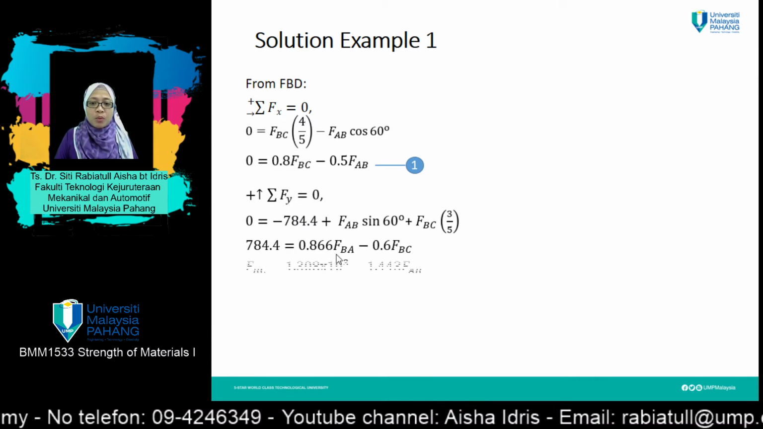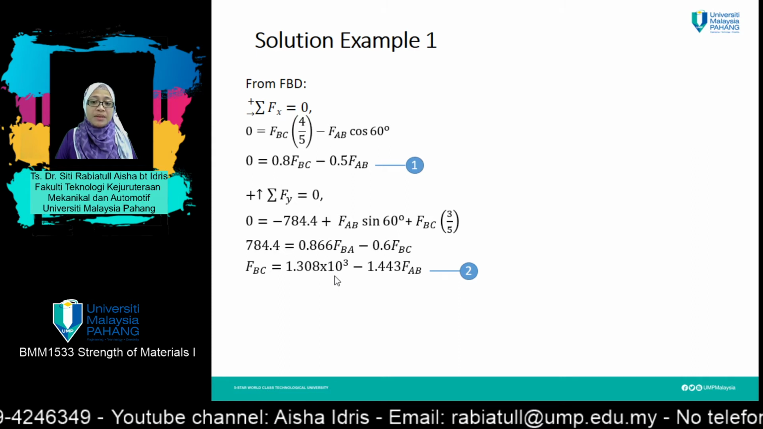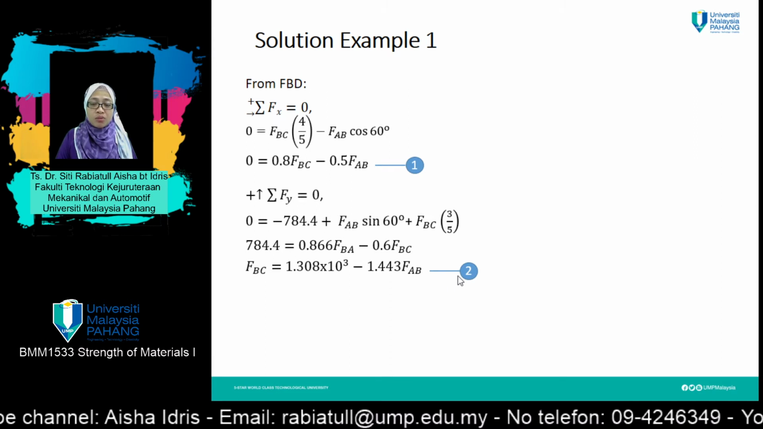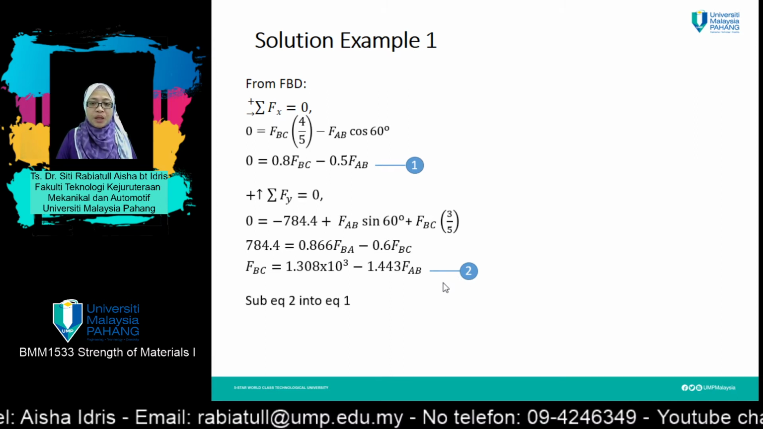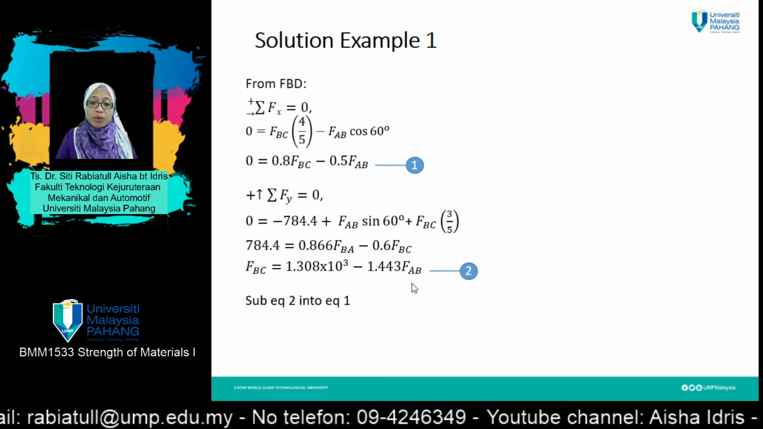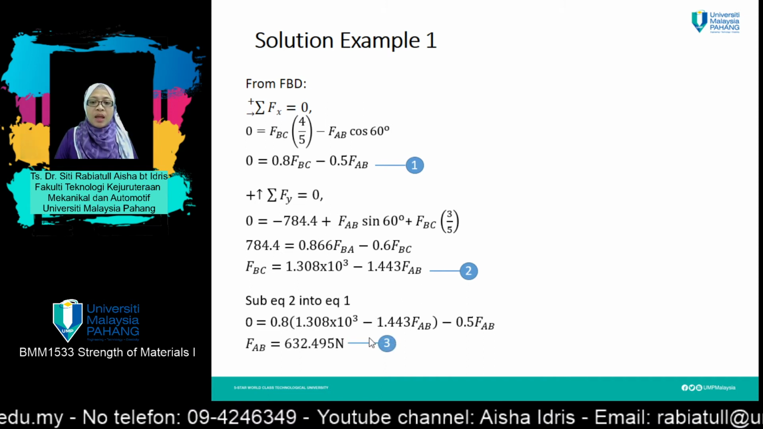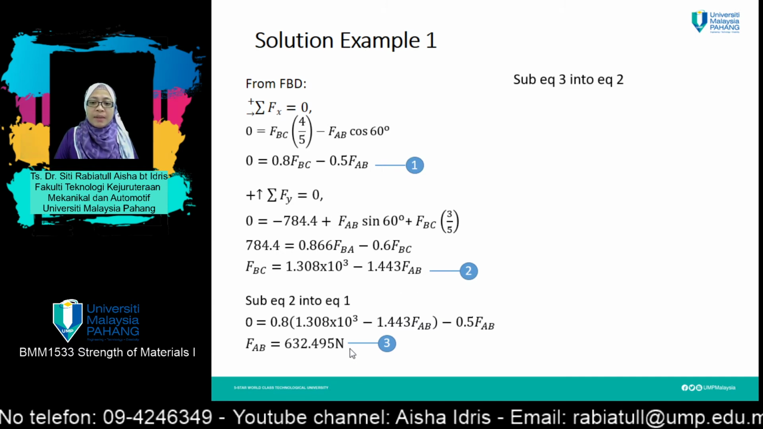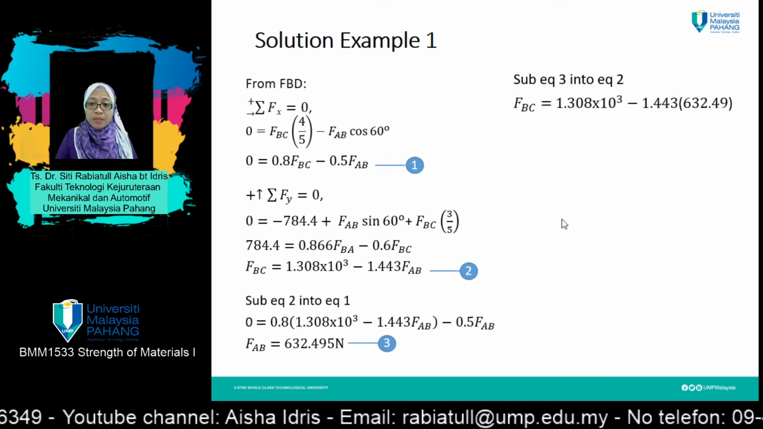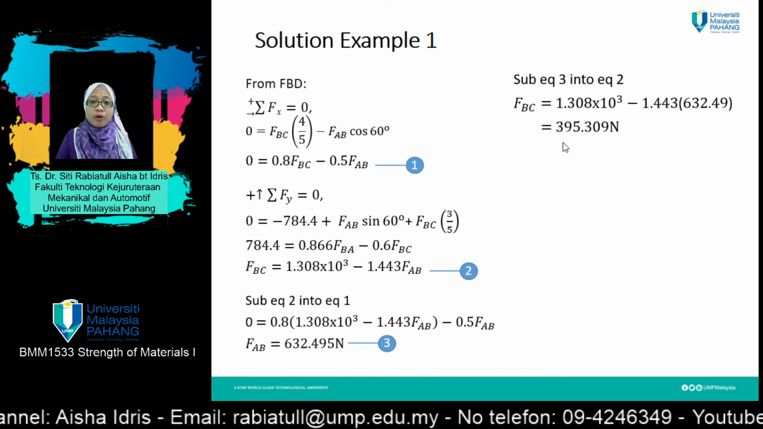Through this equation we get FBC equals 1.308 times 10 to the power of 3 minus 1.443 FAB, and this one is represented as equation number 2. After that, substitute equation 2 into equation 1. From there, you'll get the value of FAB. And after that, substitute the value of FAB into equation number 2. From there, you will get the value of FBC, which equals 359.309 Newton.